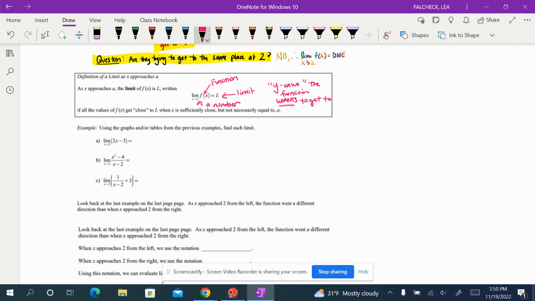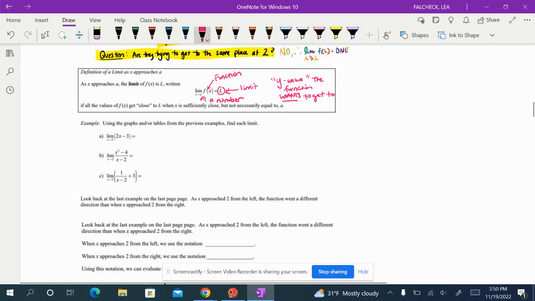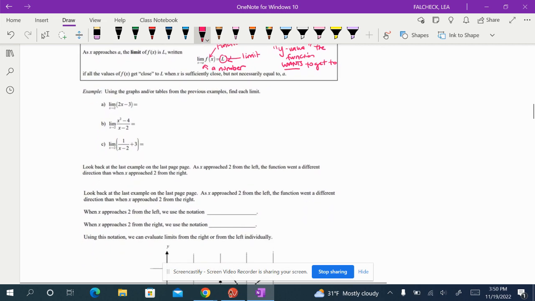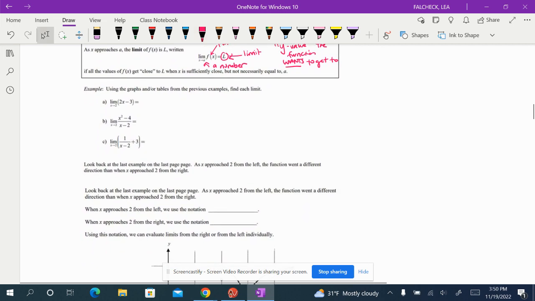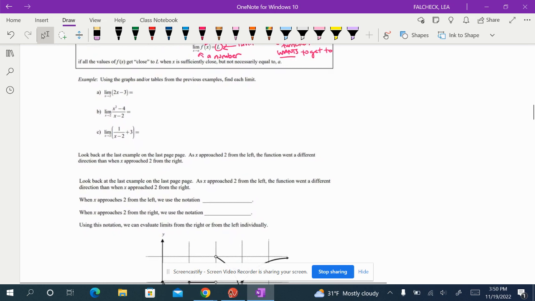So if all values of f of x get close to L, or this number, this limit, when x is sufficiently close but not necessarily equal to a, we would write the limit as x approaches a of f of x is equal to L. This sounds very semantic-y. You're probably like, huh? But let's do a few examples and hopefully it'll become a little more clear.